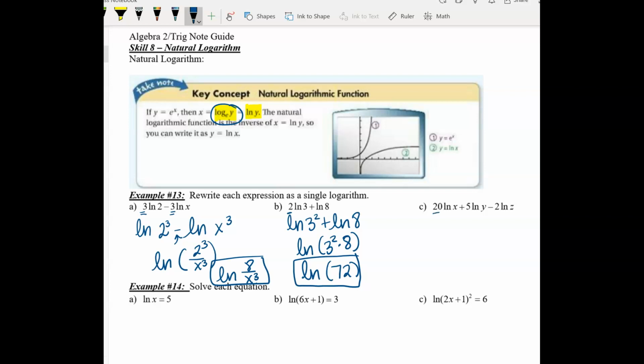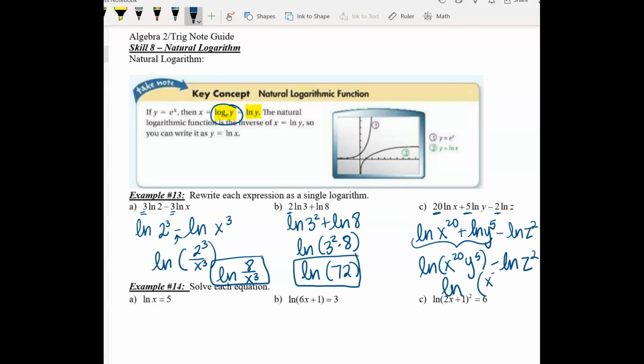And then lastly, I'm going to do part C. So again, those exponential portions, using those coefficients. And then we're going to combine these two together using multiplication with the x and y base. And then the subtraction indicates division. So our final fraction here is going to have x to the 20th multiplying y to the 5th and being divided by z squared. And that can all be combined into that single logarithm.